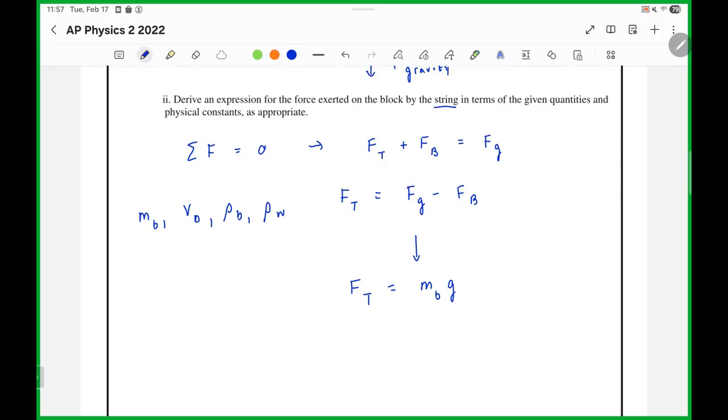One quick thing I do want to point out is that if we were not given the mass of the block, we could still deduce it because we've been given the density of the block and the volume of the block. So make sure that you are comfortable with that step if you are not given the mass of the block. And so now to figure out F buoyancy, I'm going to quickly jump to my formula sheet.